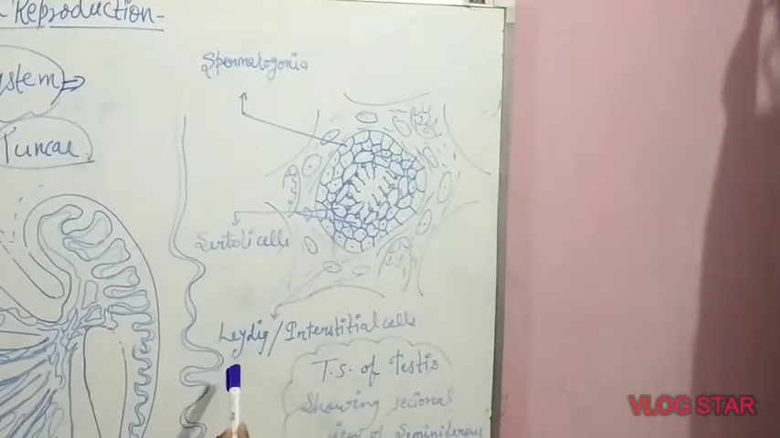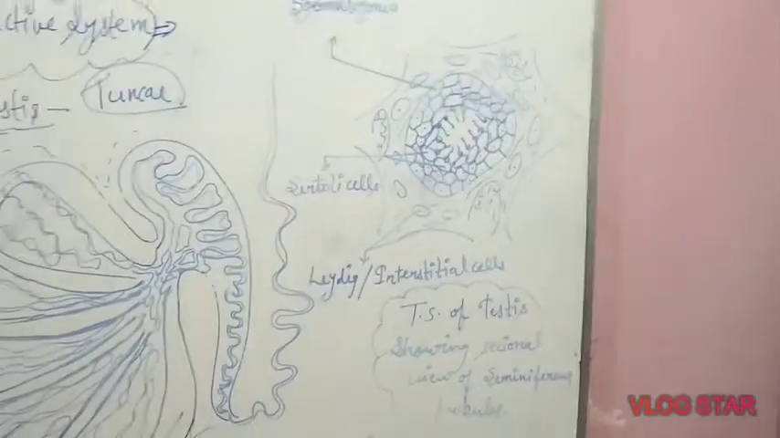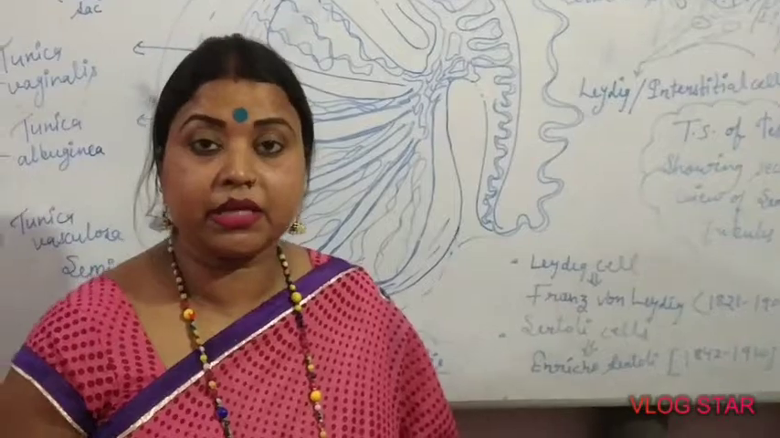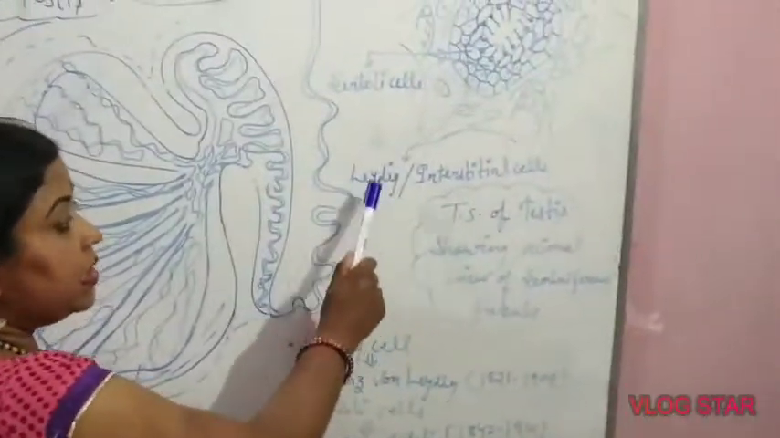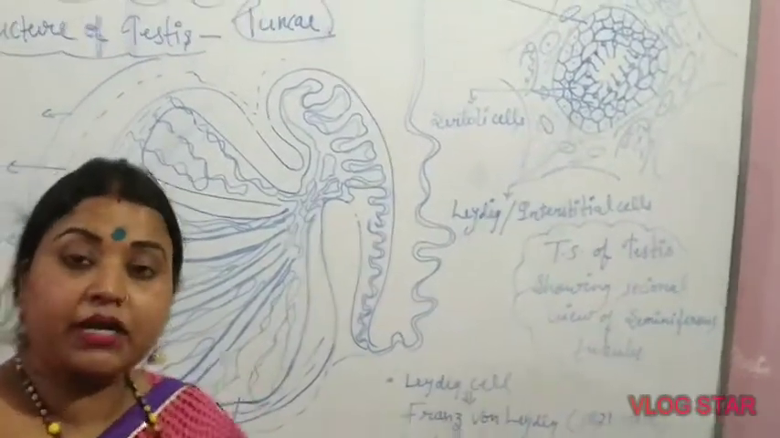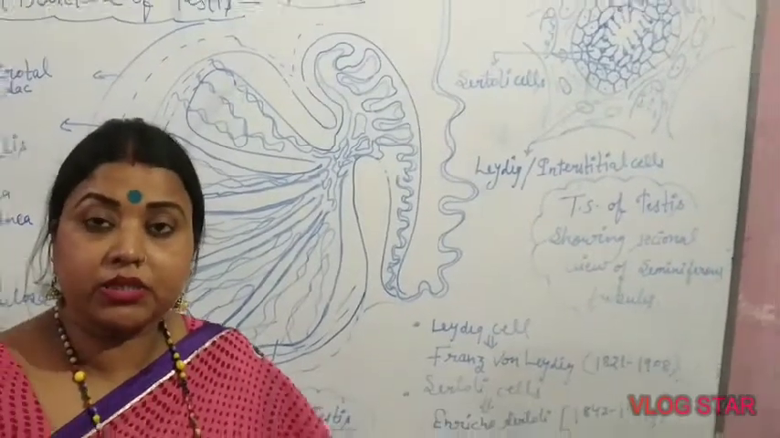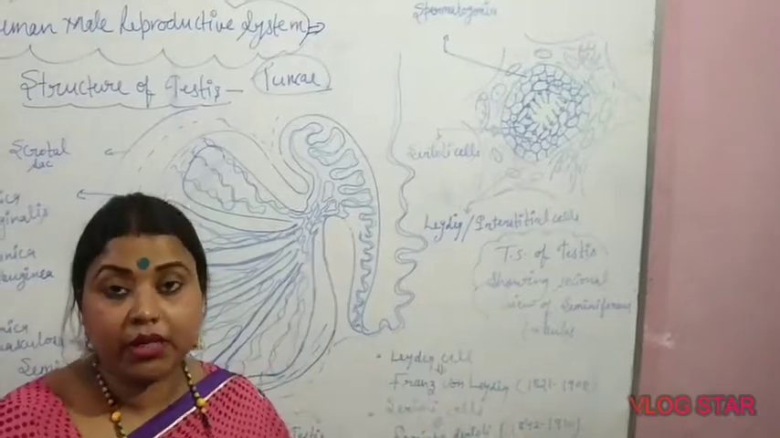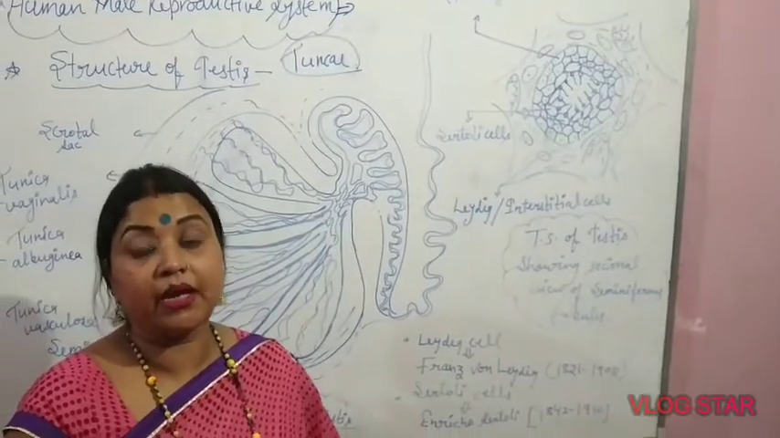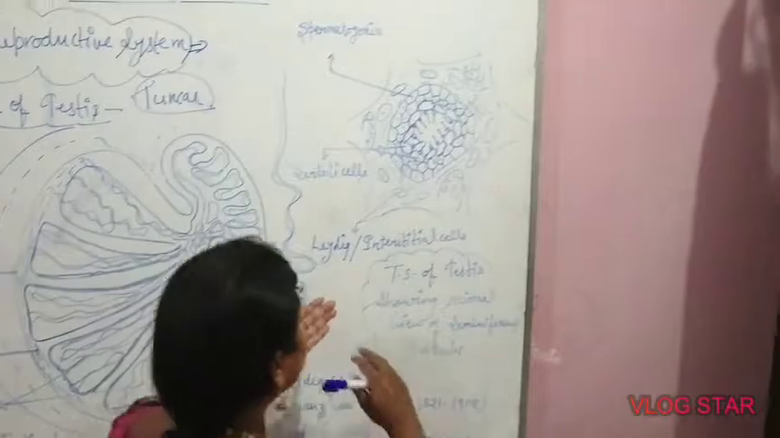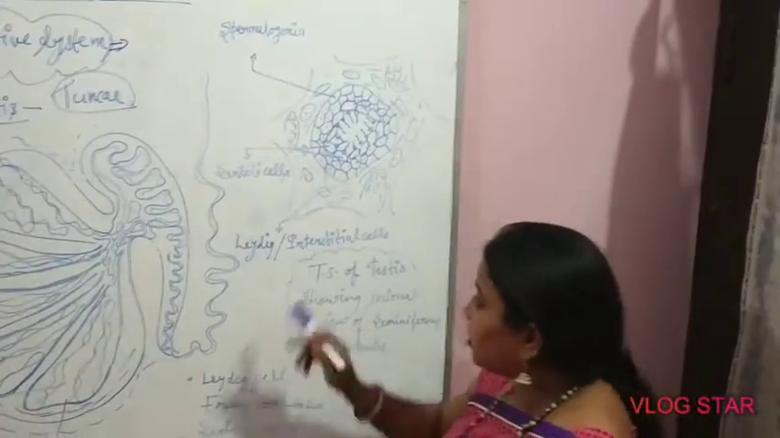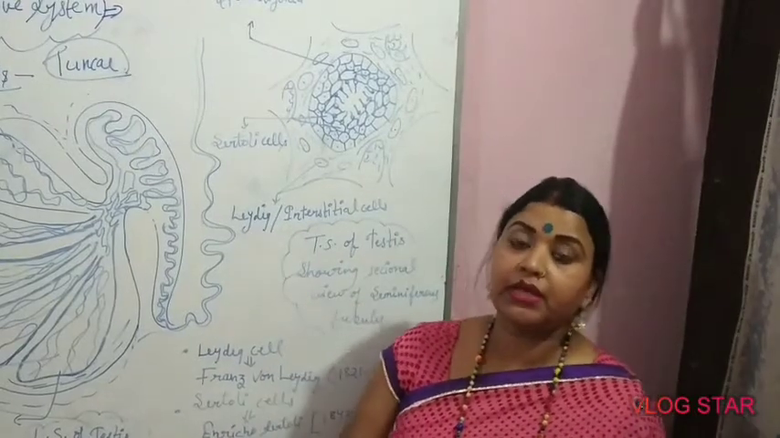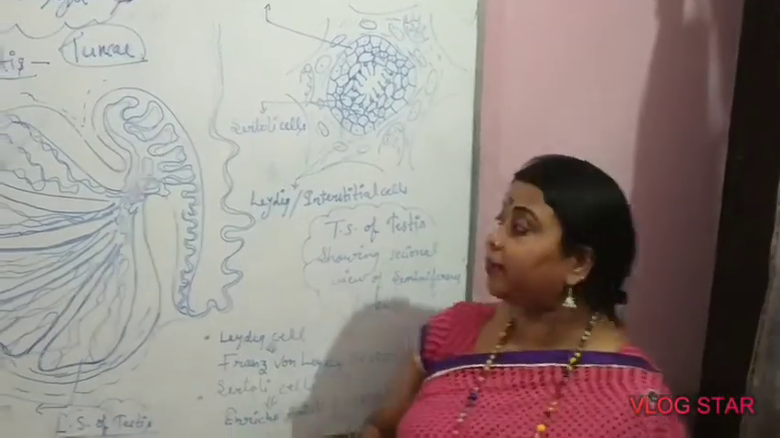Leydig cells have a very important role. Leydig cells produce androgens. Androgen means testosterone, which is the male sex hormone. Leydig cells produce the male sex hormone, testosterone or androgens, under the influence of luteinizing hormone, which is secreted by the anterior pituitary.